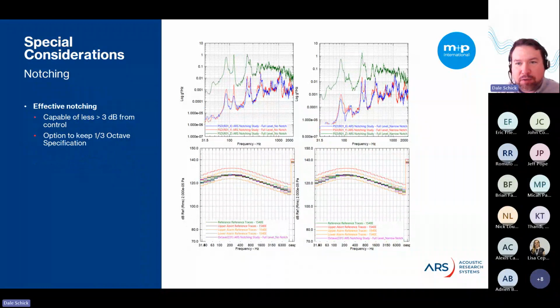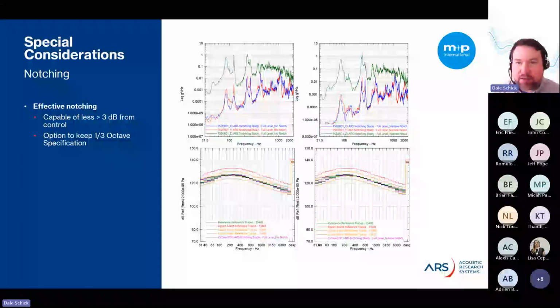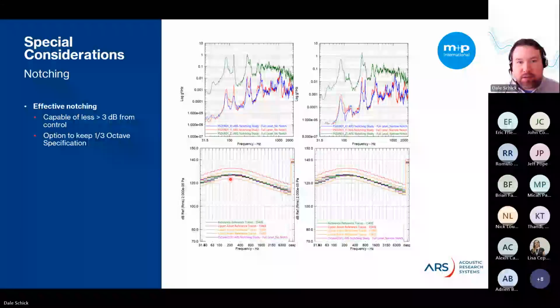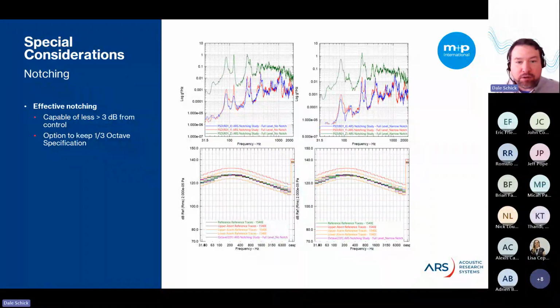So in these types of tests, an effective notch is capable of reducing the acoustic field more than 3 dB, as the system is not reliant on the neighboring devices to produce the overall power. And more interestingly, there's an option to keep the third octave control within the specification by increasing neighboring frequencies. So this way, the response at the critical frequencies can be reduced. As you can see up here, we've reduced that little notch there. But when you look at the third octave plots for the control, they look almost identical. So it's been notched, but you still maintained your test requirement.